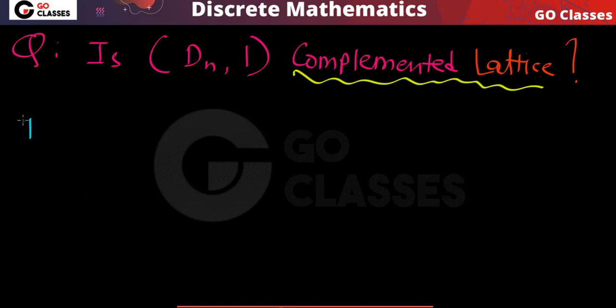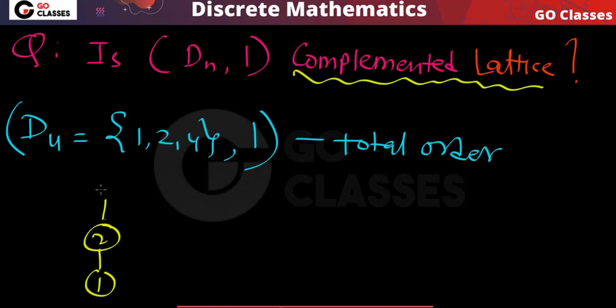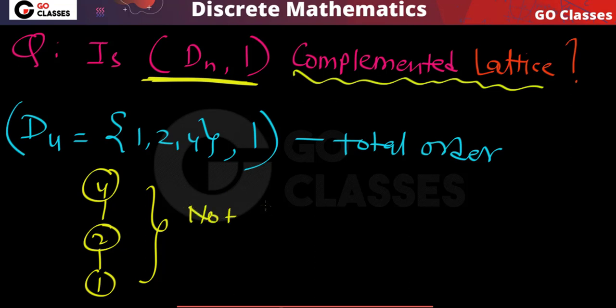So let's assume that you have D4. What is D4? Remember, D4 is 1, 2, 4. Now think about it. Is this complemented? Remember, this is a total order. If you make the Hasse diagram, then 1 divides 2 and 2 divides 4. And you can notice, yes, this is distributive. Dn, divisibility is distributive, but this is not complemented.